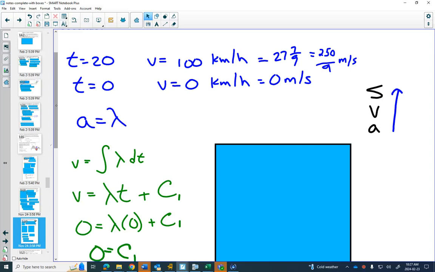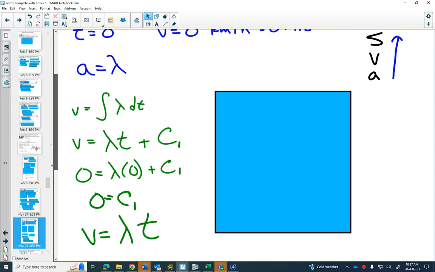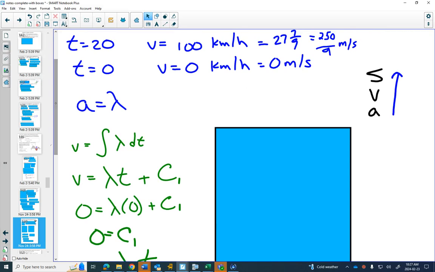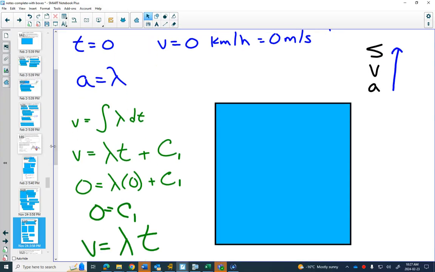And plugging in our initial condition, we know that when time is 0, velocity is 0. We get that our velocity equation is just lambda times t. But we also know that at time 20, our velocity is 250 over 9. And you see, we now have enough information to solve for lambda.